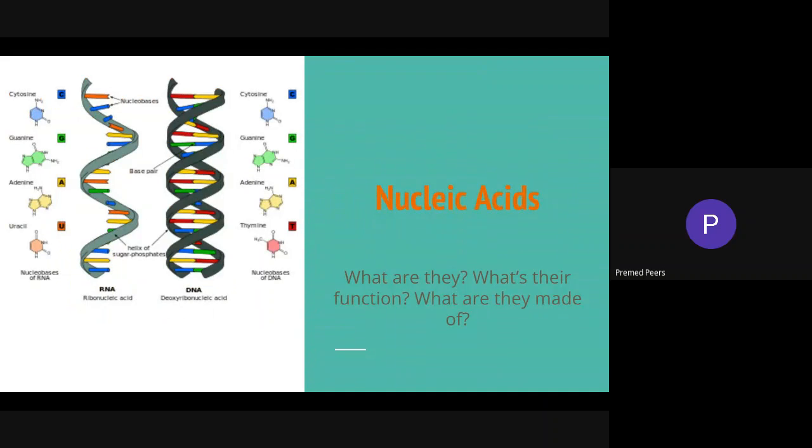Nucleic acids, what are they? Well, first, they're macromolecules formed of nucleotides and they carry genetic information, allowing it to be passed on. This includes DNA and RNA, as well as some synthetic versions that we don't really concern ourselves with.